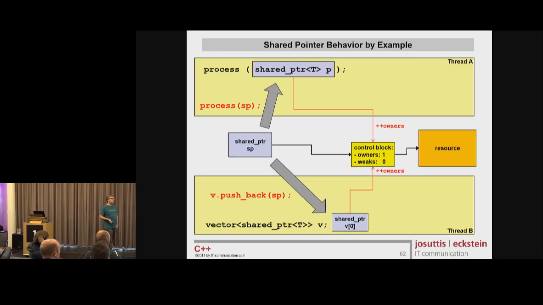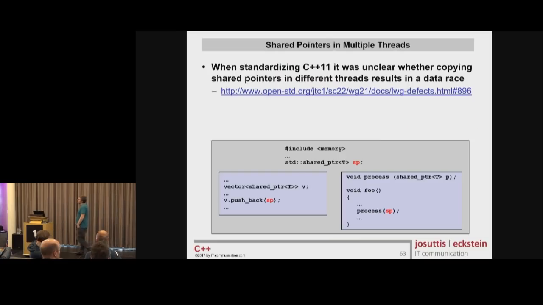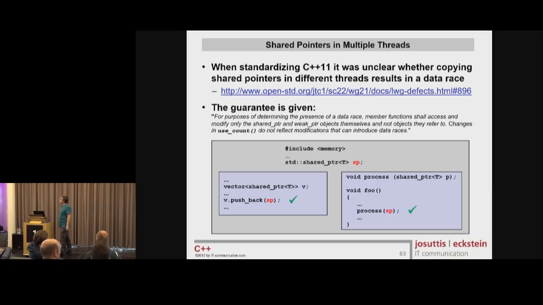In the early implementations of shared pointers at Boost, this was not synchronized. But during the standardization, we came up with a defect. You see it here, 896 it is. And this defect was discussed. And before C++11, we decided that we give the guarantee that you can count on the fact that it is safe to copy a shared pointer.